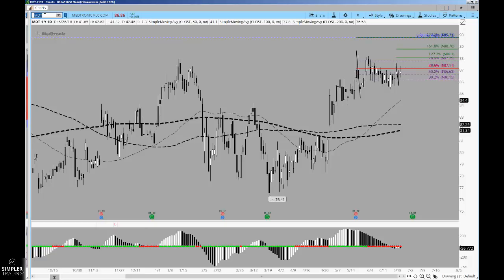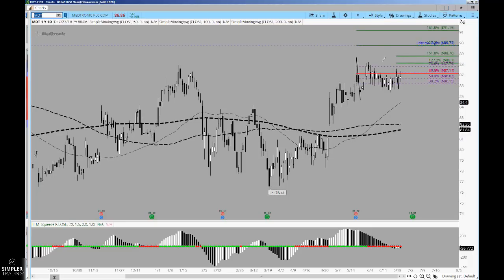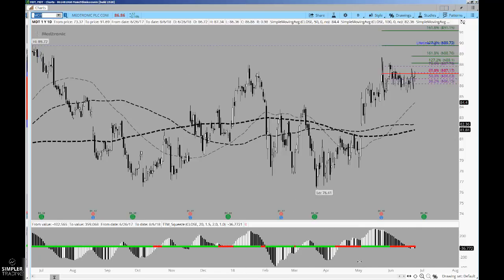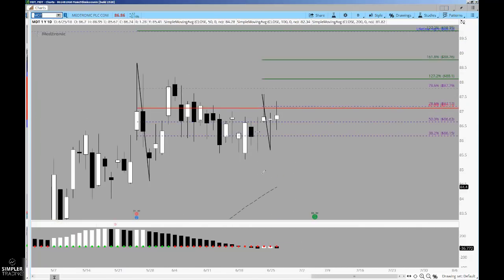So if you can see that basic setup there in XOP, then you can see what I'm trying to do with names like MDT. Here again, a very different name, but a very similar setup. Now in this case, this one's interesting because it is also approaching lifetime highs that you have back there at 89.72. So I can look at this in exactly the same way with the same principles.